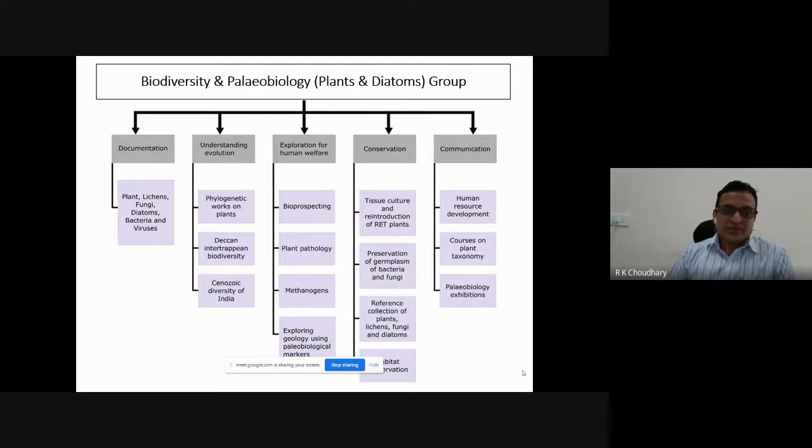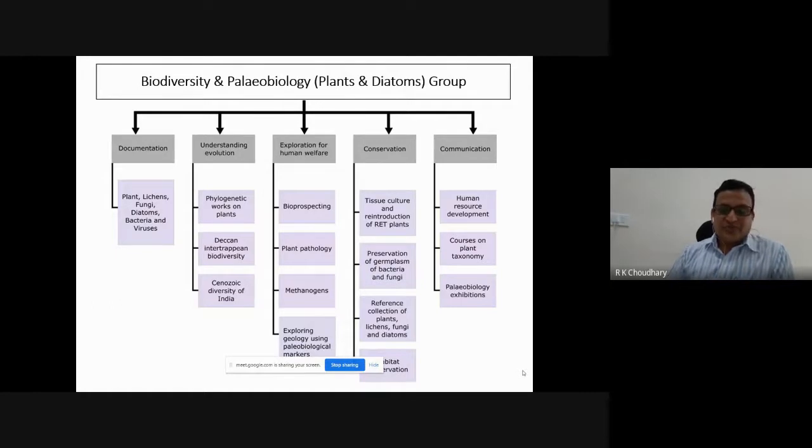In our Biodiversity and Paleobiology department, we are working on several aspects like documenting biodiversity. We are trying to understand evolution. We are also exploring biodiversity for human welfare, and working toward conservation of biodiversity. And we are communicating whatever research we are doing through various means. So I hope someday you visit us, and whenever you come to Pune, do visit us. We have an internationally recognized herbarium as well, with acronym AHMA, with almost 30,000 accessions.